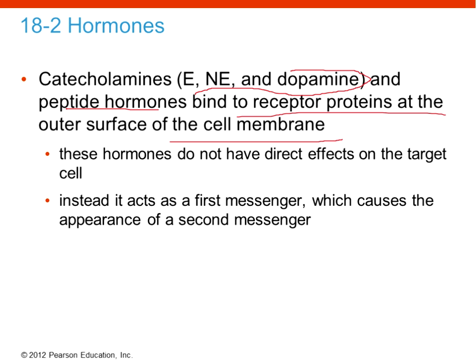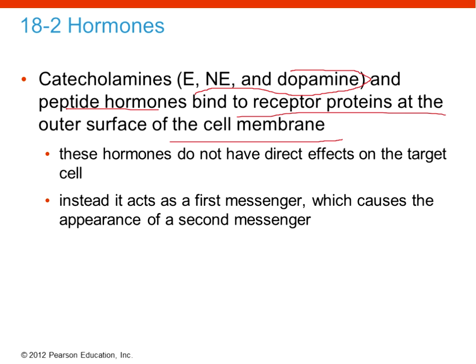And so since they're binding at the cell membrane, what they're doing is really initiating a series of steps that will then happen, kind of like a domino effect, or in science we call it a cascade of events, right, where one thing happens that causes the next thing to happen, which causes the next thing to happen. That's what happens when it binds at the cell membrane.